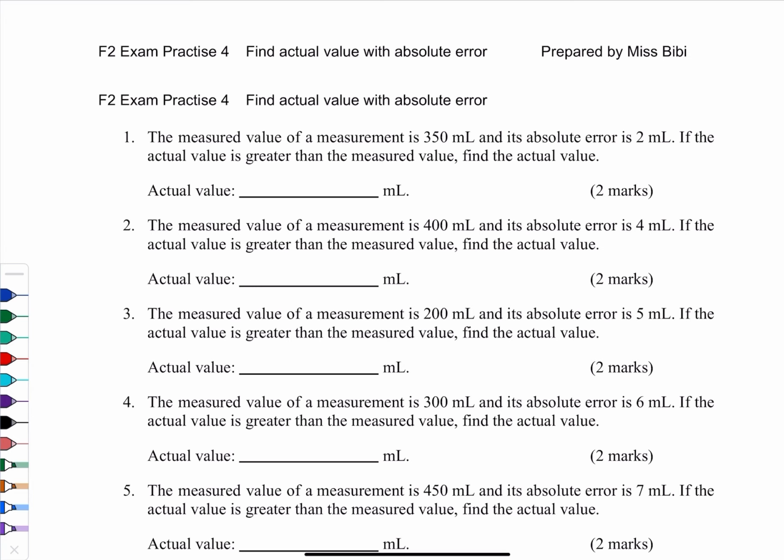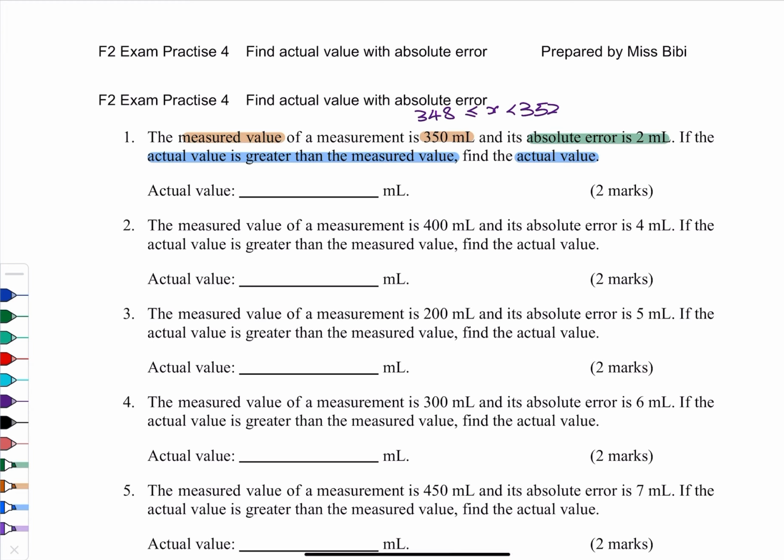And now here as well, because our eyes are not 100% perfect, we measured the value as 350 ml. Okay, so this is the measured value, 350 ml. And then we know that because the error is 2 ml, our actual value could be greater than this or less than this. And this time we know it's greater than this. So actually our actual value could have been between 352 or 348, any of these. But we now know the actual value is greater than this measured value.